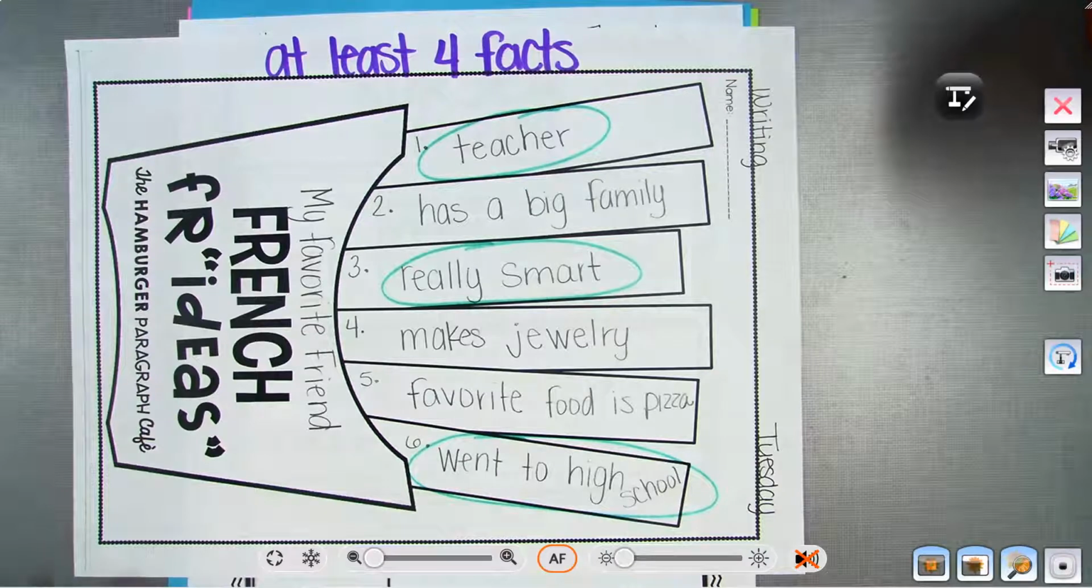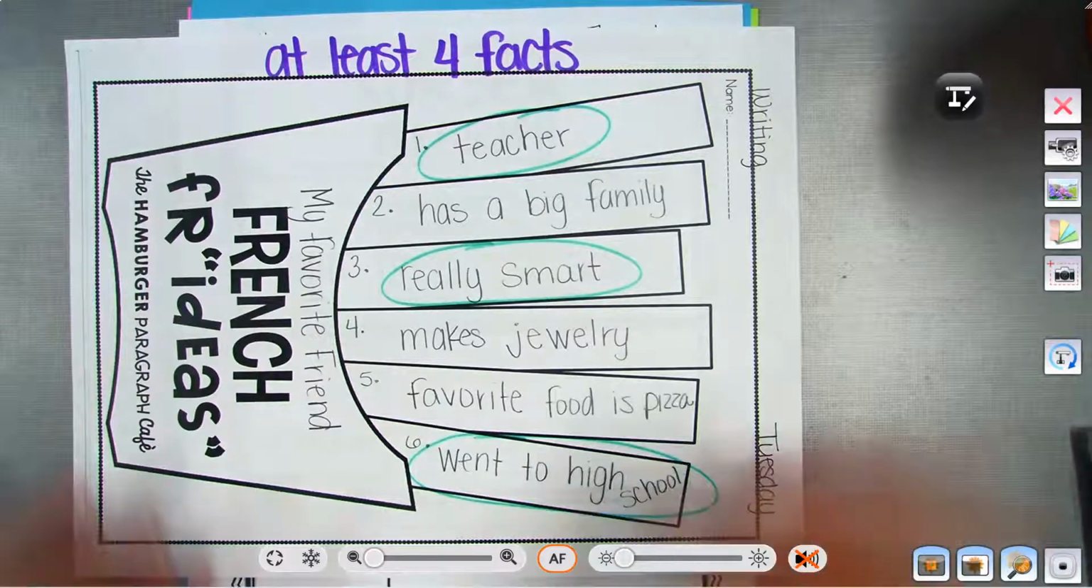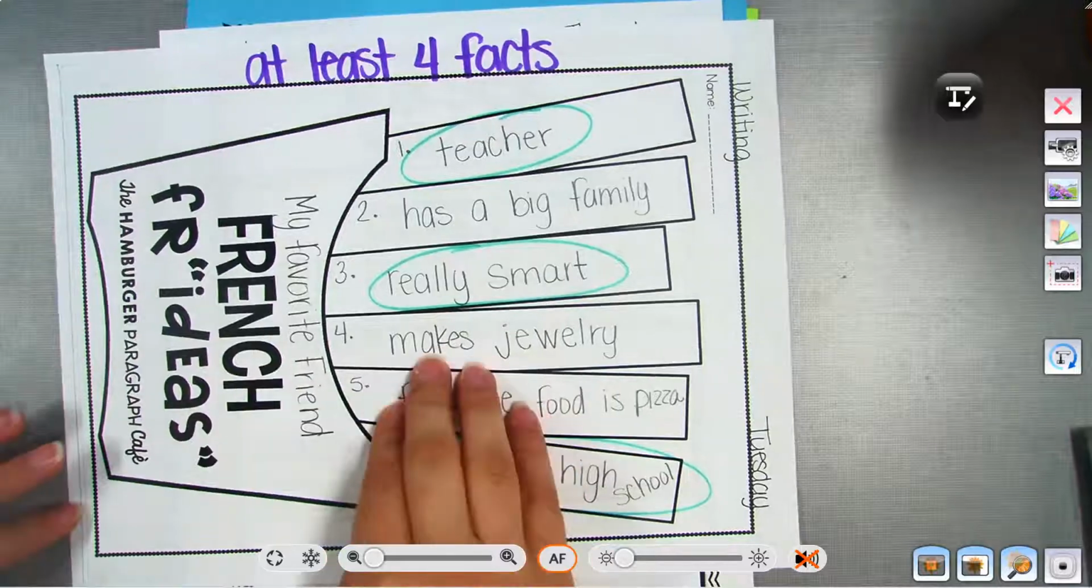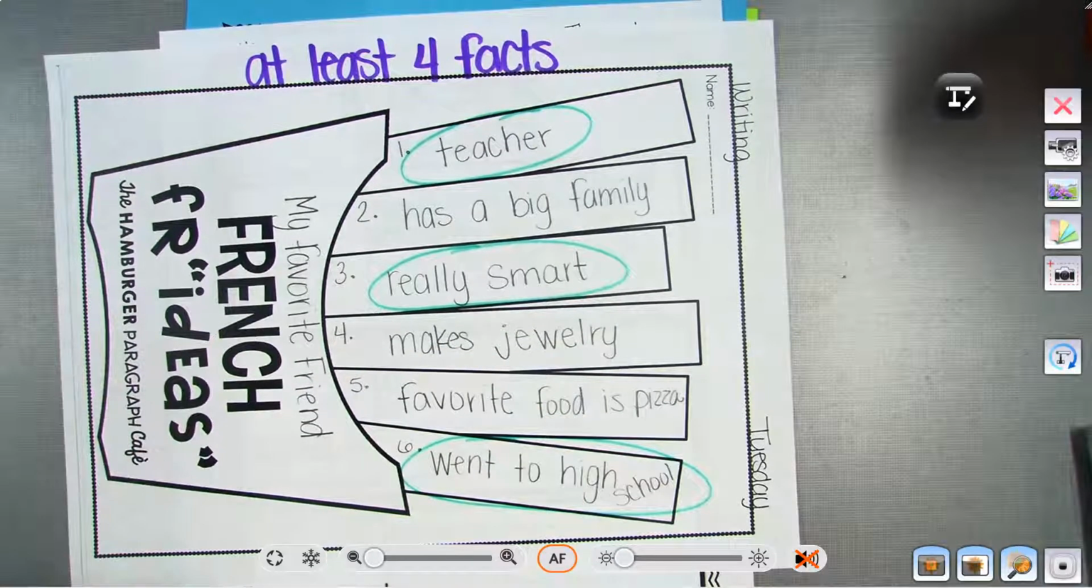So go ahead right now and on your French fry page. If you don't have your French fry page, then guess what? You can write on a separate piece of paper your 3 facts that you want to write about your friend. If you have your French fry paper, go ahead and circle the 3 that you want to pick to write about. Remember, you only need 3. Okay, so I want you to go ahead and do that at this moment.